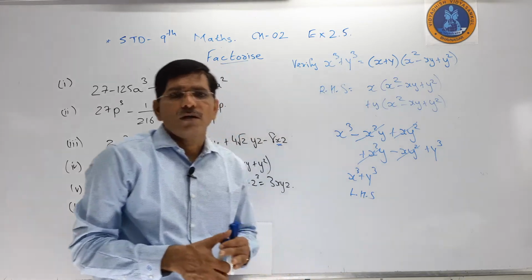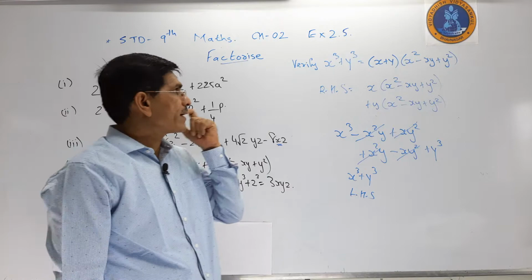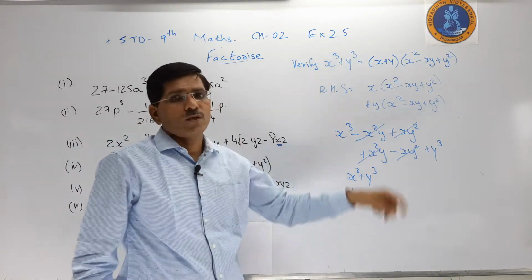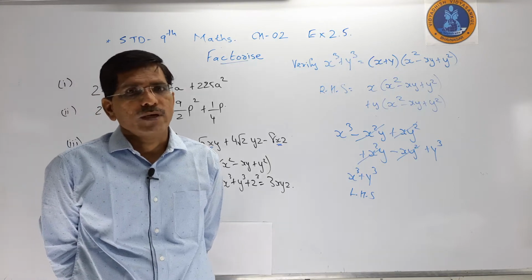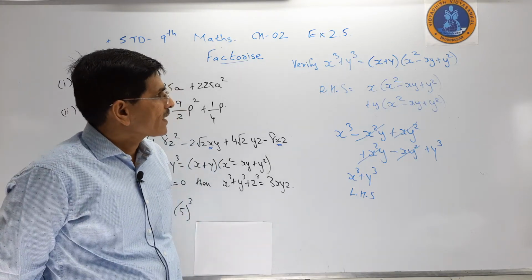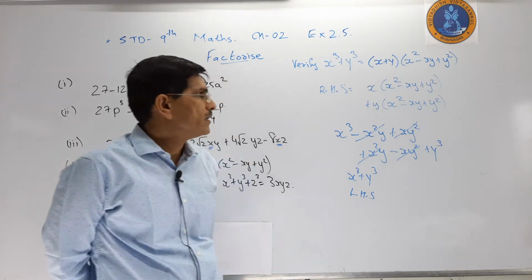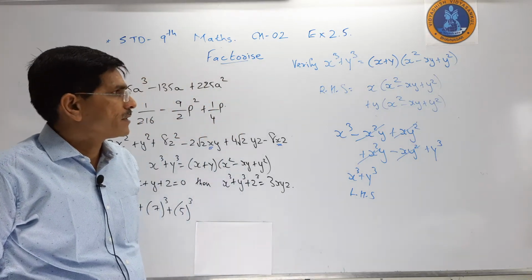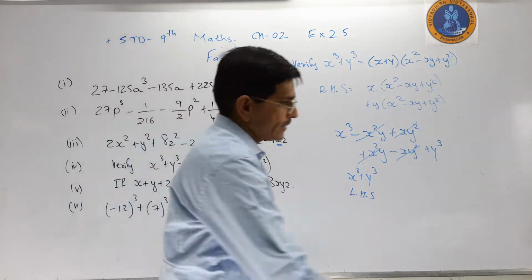It is called verification. x cube plus y cube is equal to x plus y in bracket x square minus xy plus y square. So x square minus xy plus y square plus y, again x square minus xy plus y square is simplified, left hand side is equal to right hand side.